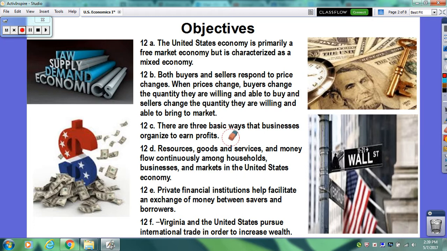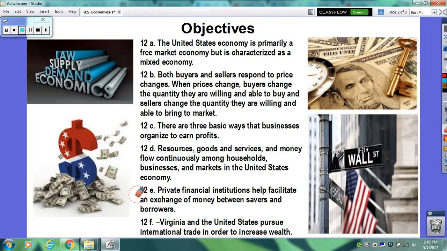There's also three basic ways that businesses organize to earn profits. These are separate from economic models, but they are different ways that they organize, like proprietorship, partnership, and corporation. The next one here is resources, goods and services, and money flow continuously among households, businesses, and markets in the United States economy. Basically, people spend money, the money goes to a business, and then those businesses turn around and give money to people through their work and earning a wage.